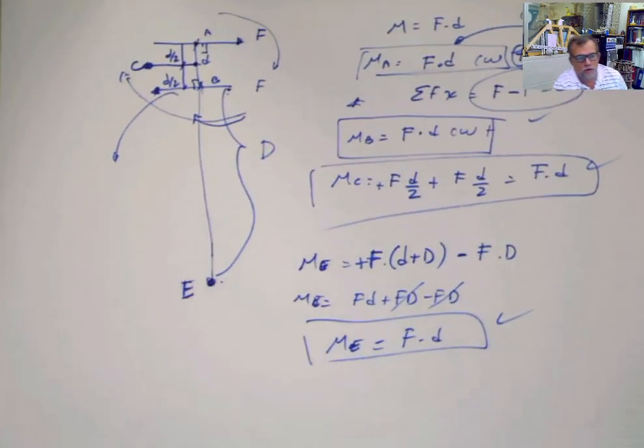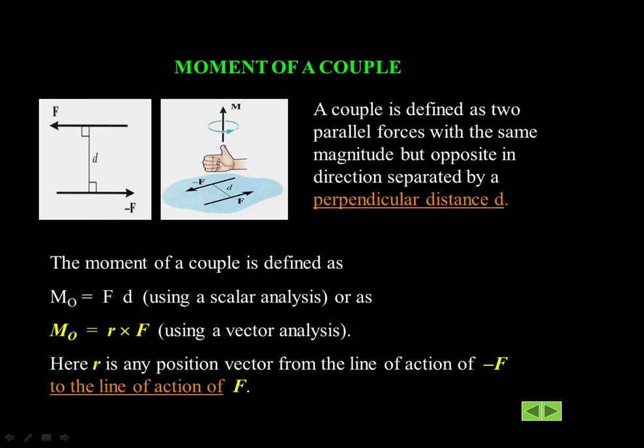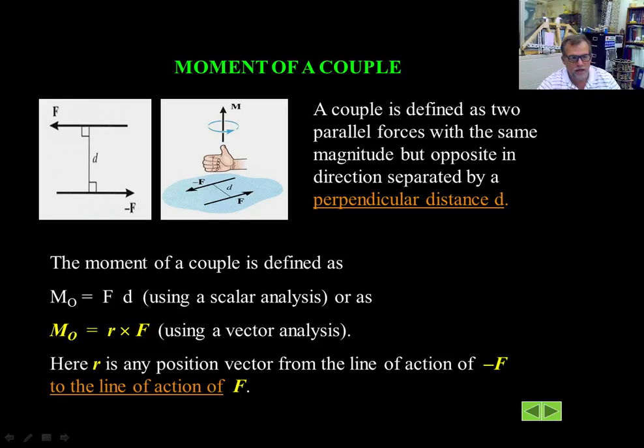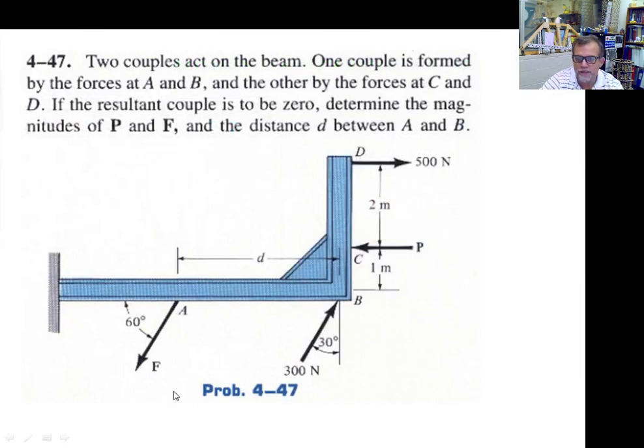In other words, whenever you have a couple, the result of a couple is just a pure moment, nothing more. Summation of forces is zero always, they cancel out, and the only resultant from a couple is a pure moment. Keep that in mind, and let's do this example.